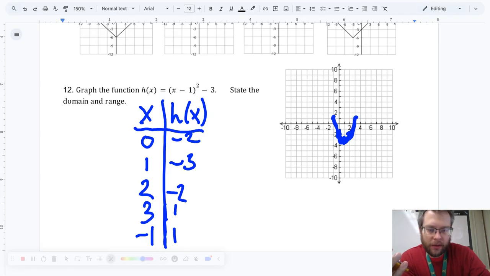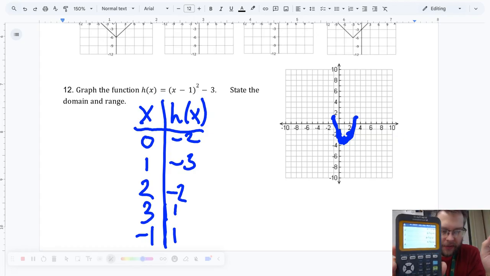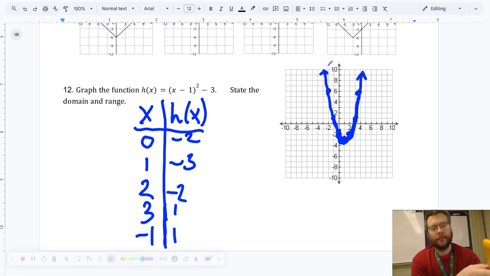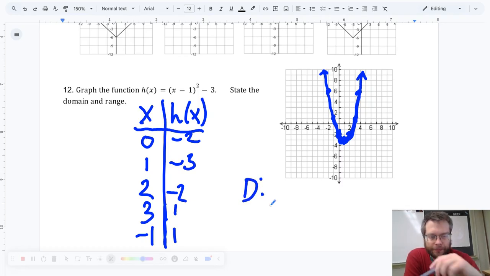If I went one more step to the right, I would be at x equals 4, and you can see I get y equals 6. And I'm going to just assume that we get that same sort of symmetry on the other side, and that it keeps going up on either side. There's the graph. Let's identify the domain.